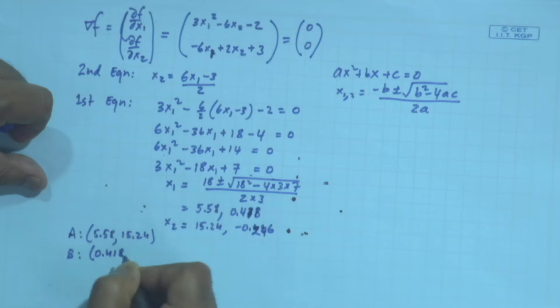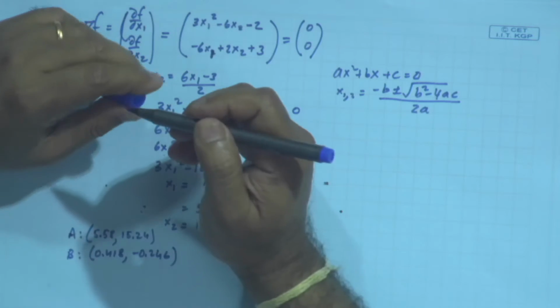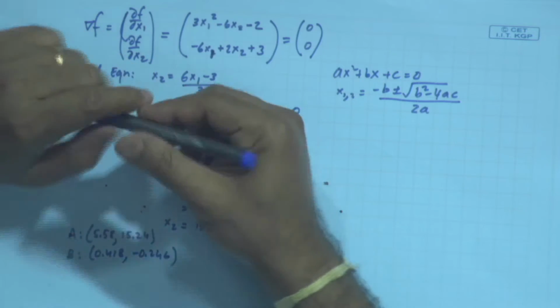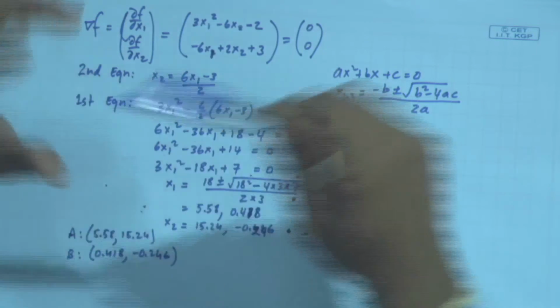0.418, comma minus 0.246. Now at these 2 points, you have to compute the second derivative matrix, okay, and check which matrix is positive definite. The one that's positive definite, the corresponding point is a minima, and the other one you have to do with the minus sign, the second derivative, and then check for the positive definiteness. First one, point A is positive definite.